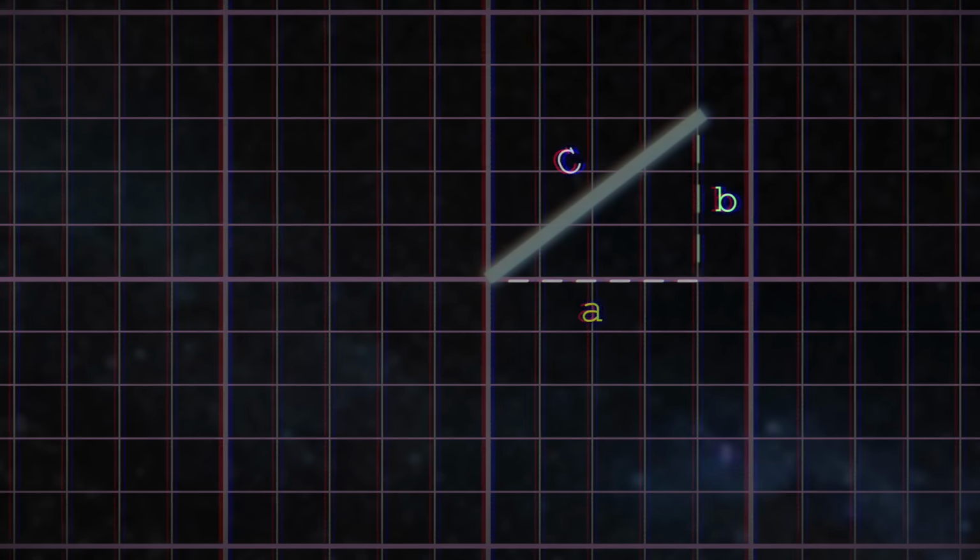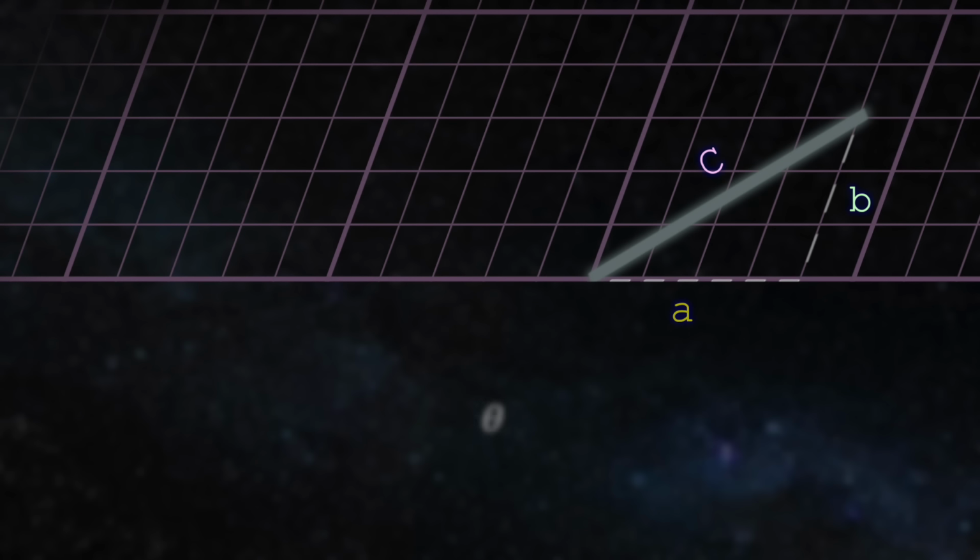Now, what about if your grid is skewed? Well, then you need to specify a third number for your description, the angle of the skew, and then modify your formula.